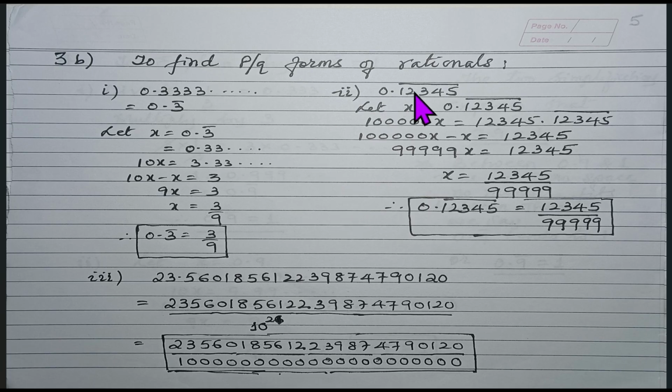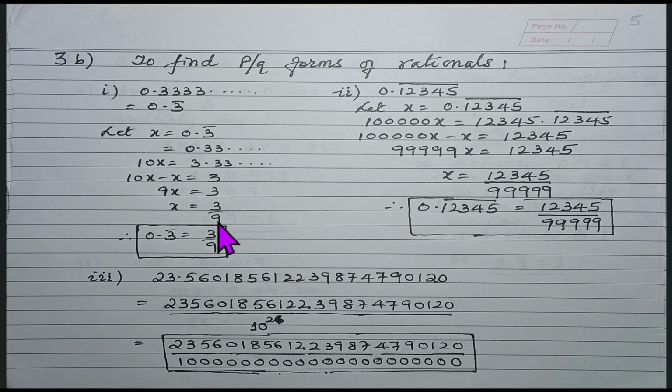Now the second example is a non-terminating recurring decimal expansion with a repeating block of 1, 2, 3, 4, 5. There are 5 digits here. So take x as 0.12345 bar and multiply by 1 followed by 5 zeros, that is 1 lakh, into x. That means the repeating block is made the whole part here, 12345.12345 bar. Then subtract x from 1 lakh x, we will get 99,999x equal to 12345, because the decimal part gets cancelled. And therefore x is equal to 12345 divided by 99,999, that is 5 nines here.